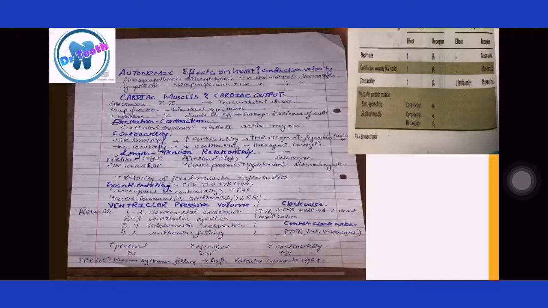In case of the parasympathetic nervous system, we have a decrease in heart rate at muscarinic receptors, a decrease in conduction velocity, and contractility decreases only in atria. All of these act on muscarinic receptors.